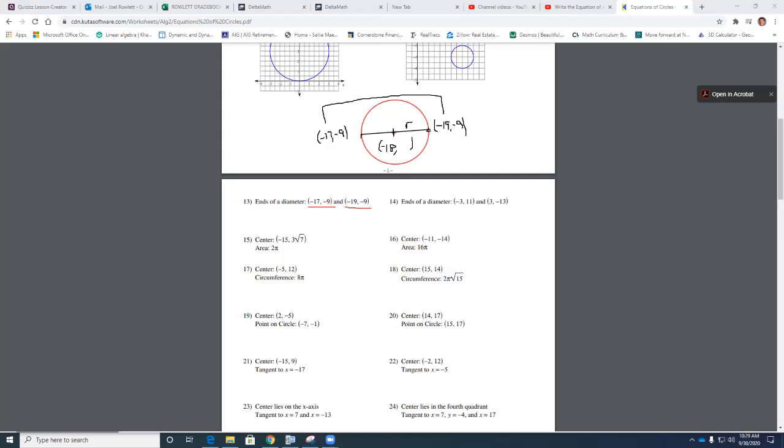And I do the same thing for the y values. Well, negative 9, if you add to that the other y value, which is negative 9, that gives you negative 18, and negative 18 divided by 2 is negative 9. So now we have the center and the radius of the circle, so we can write the equation.